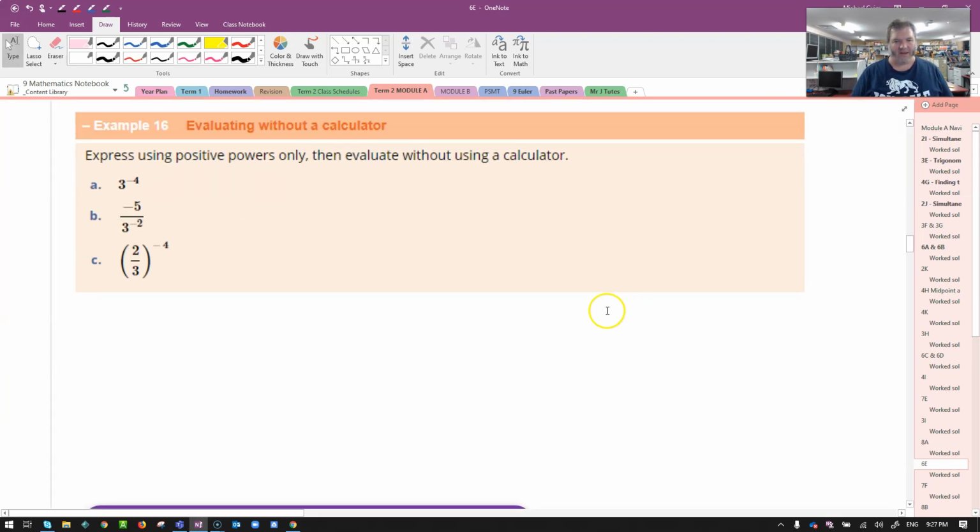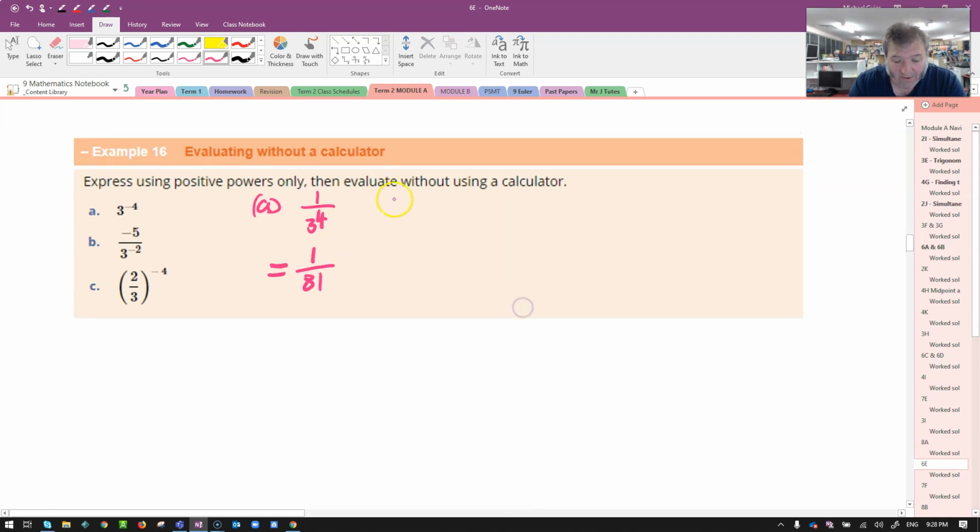Evaluating without a calculator, express using positive powers only, then evaluate. So we're just going the extra step. Evaluate, we want a number as our answer. So when I'm doing A here, 3 to the negative 4, so that becomes 1 over 3 to the power of 4, which is 1 over 3, 9, 27, 81. We've got that, don't we? 1 over 81.